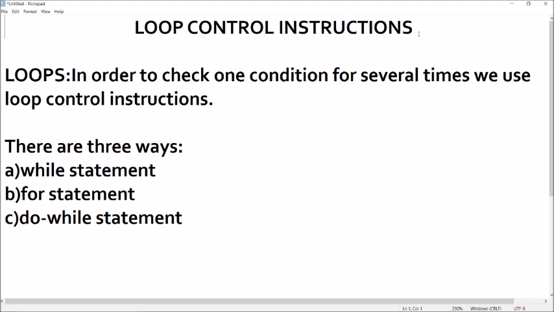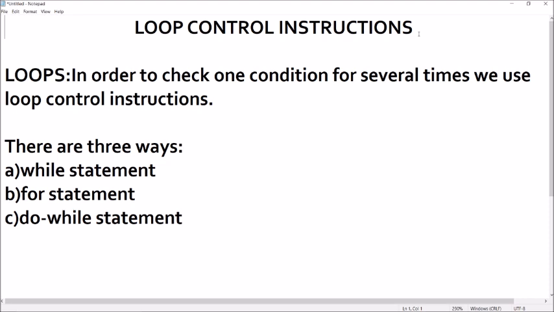So in today's video, let's look at another concept in C programming, that is loop control instructions. This is one of the most basic methods used in the C programming language in order to check the conditions. I'll give one scenario.